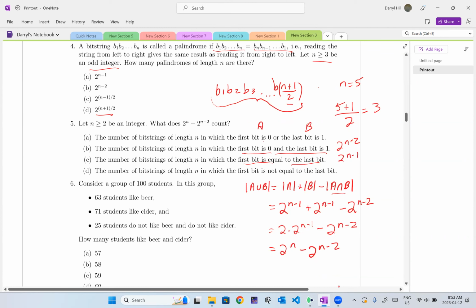And then the number of bit strings where the first bit is not equal to the last bit is literally the same as the one above. Once I choose the first bit, I know the last bit. So I have 1 choice for both of those 2 bits. So there's 2 to the n minus 1 choices here. Yeah. Other questions? Okay.